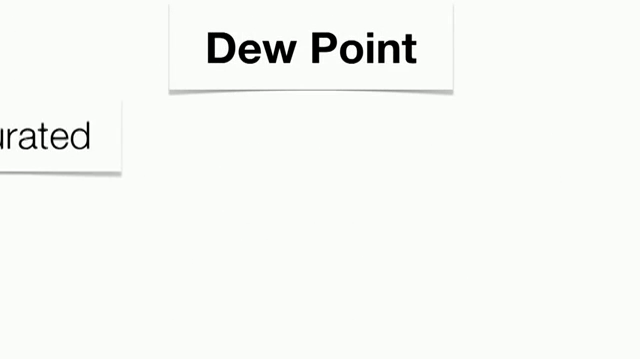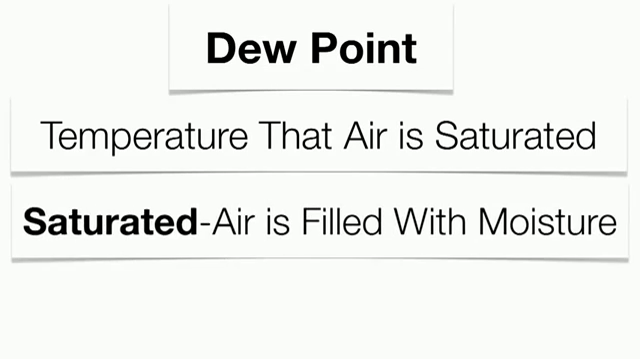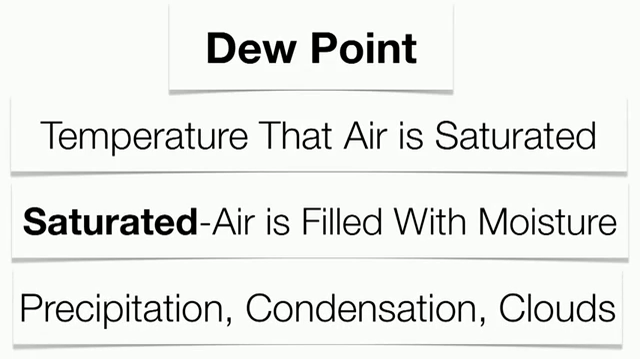So let's get started. Dew point is kind of a neat phenomenon because it tells us when the air is saturated. It's the temperature at which the air is going to be completely filled up with moisture, and that's what the word saturated means. At that specific temperature, the dew point temperature, precipitation, condensation, and clouds make it very evident that there's a lot of moisture in the air, very simply by looking at the clues outside.